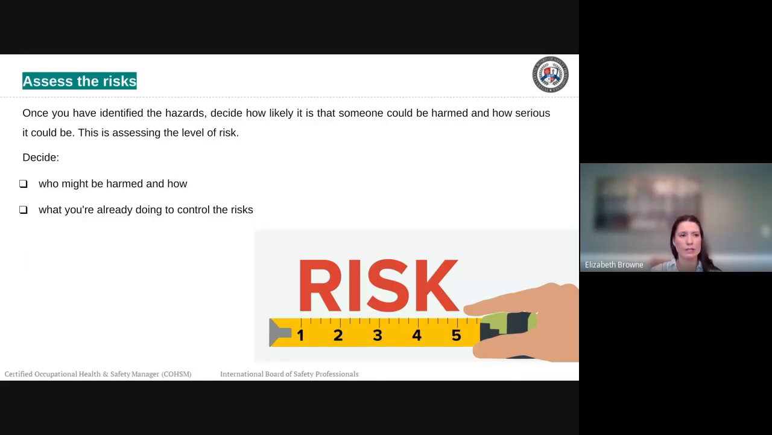Once we've identified risks and hazards employees are potentially exposed to, we want to decide how likely it is that someone could be harmed. And so the frequency or likelihood or probability, or other words we might use. And then what is the potential severity, or how serious could the harm be if it were to occur. And we do this to assess the level of risk. We decide who might be harmed and how. And then we also consider what we are already doing to control the risk. So this is giving us the whole picture, or comprehensive look at the risk and hazards themselves.